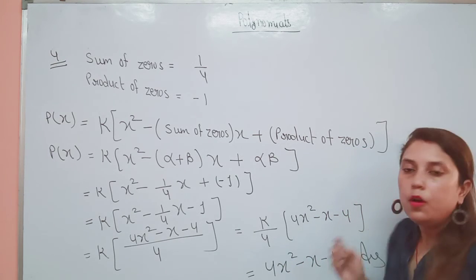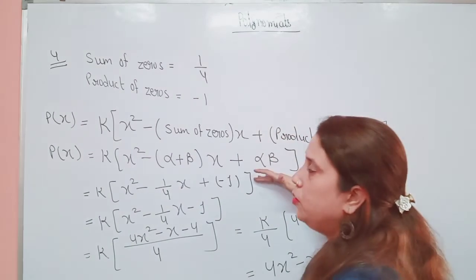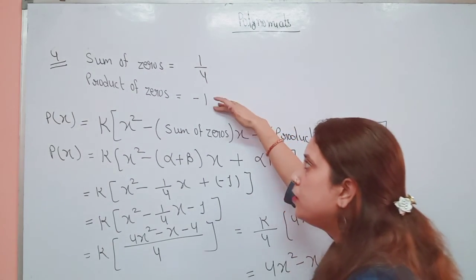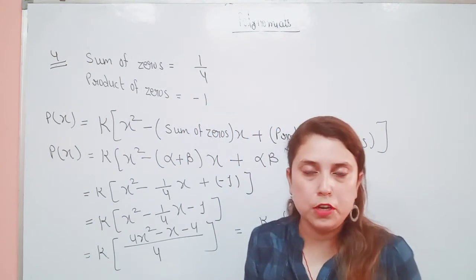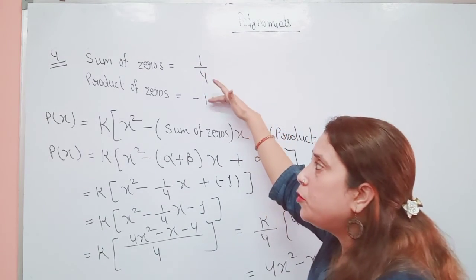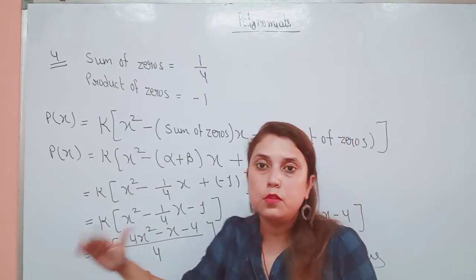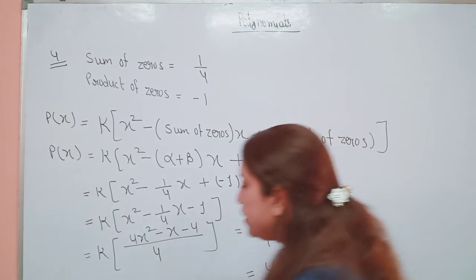Okay beta, if we have to find the quadratic polynomial and the sum of zeros and product of zeros are given, it means it is a quadratic polynomial. If the sum of zeros, sum of product of zeros and product of zeros are given, it means it is a cubic polynomial. Okay beta, one more question we can solve for this.